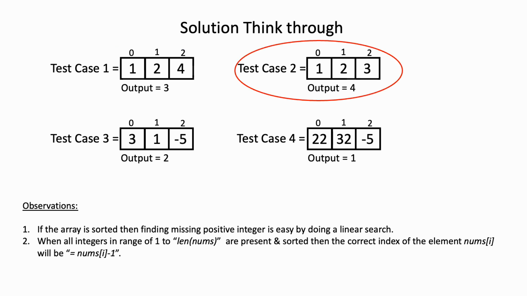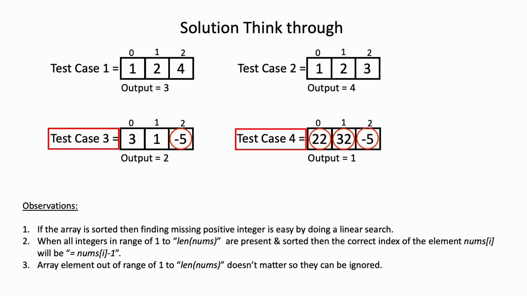By looking at test case 2, we can observe that when all integers between the range 1 to length of nums are present and the array is sorted, then we can say that the correct index of the element nums[i] will be nums[i] - 1. For example, element 1 is at index 0. So nums[i] is at index nums[i] - 1.